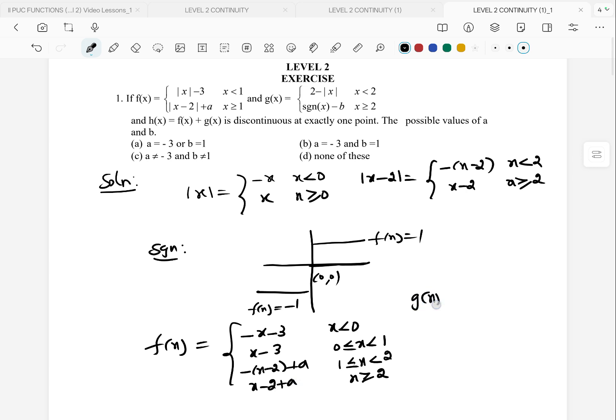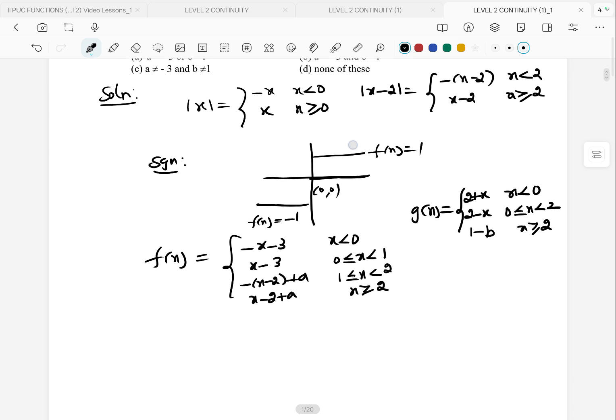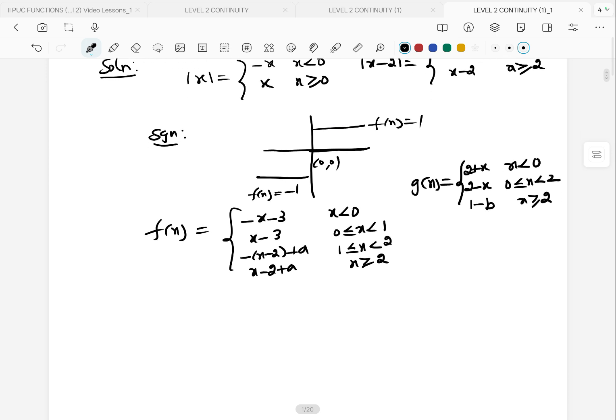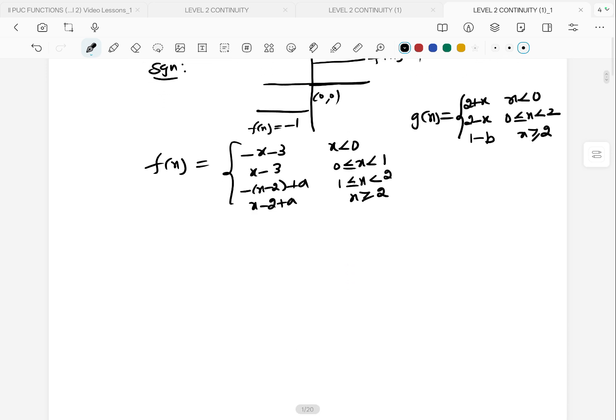Similarly, g of x can be redefined as, whenever x is less than 0, 2 minus of minus x, so 2 plus x. Next, when x is between 0 to 2, it is going to be 2 minus x. Next, when x is greater than or equal to 2, signum function becomes 1, so 1 minus b. So we have redefined f of x and g of x by using the mod function and signum function. Now let's define h of x, which is f of x plus g of x. Let's add the two functions.